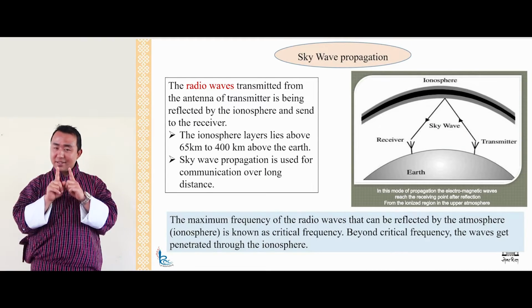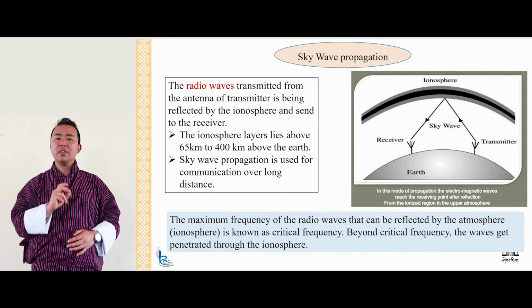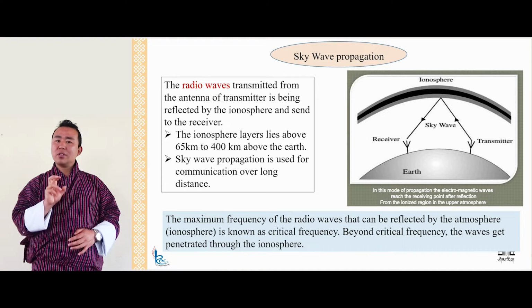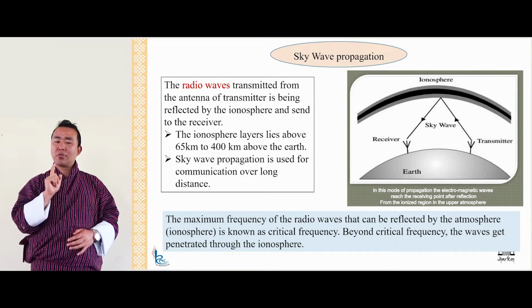And one thing you should understand is that not all radio waves having different frequencies will be reflected by the ionosphere. It has a certain limit. The maximum frequency of radio waves which can be reflected by the ionosphere is called the critical frequency. Beyond that critical frequency, the ionosphere won't reflect the radio waves. In this case, radio waves will penetrate through the ionosphere and propagate through space, and that is where space wave propagation comes in.